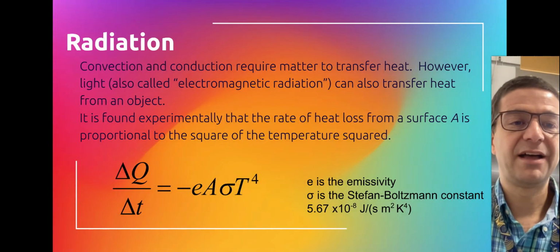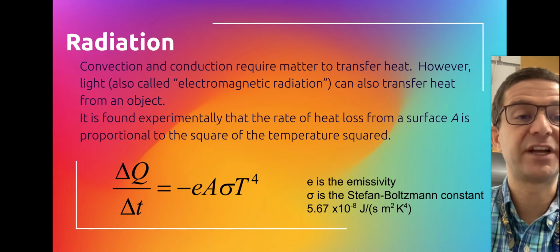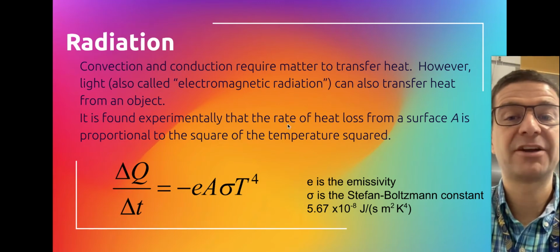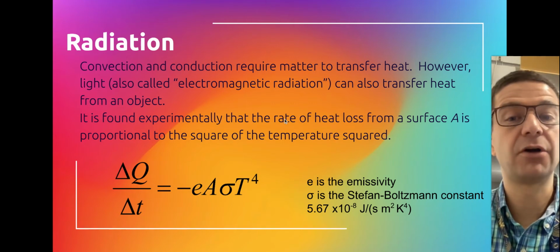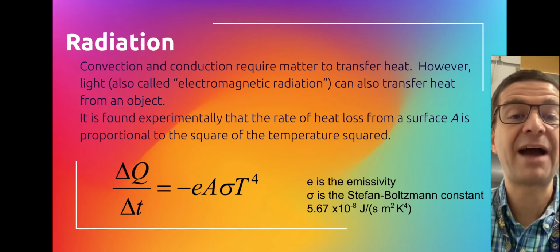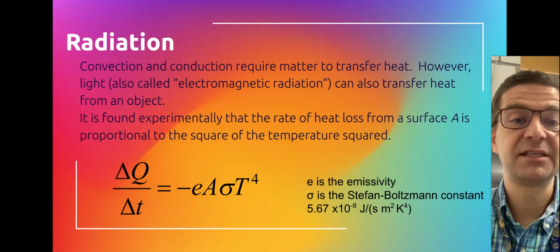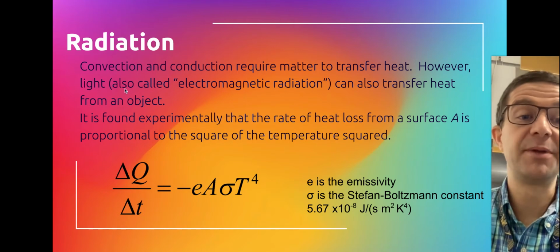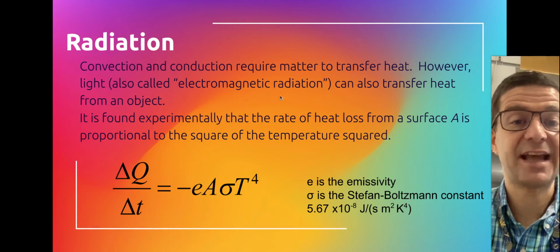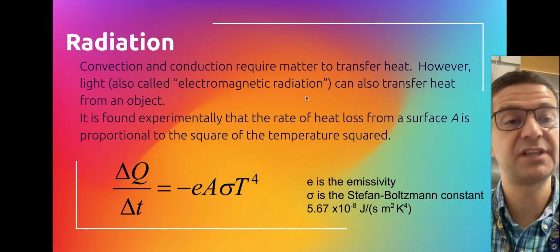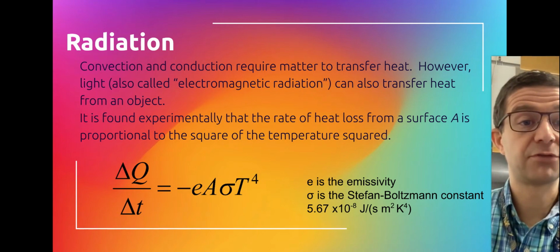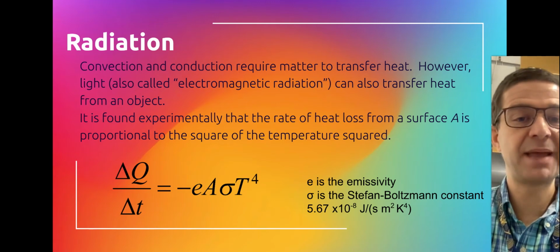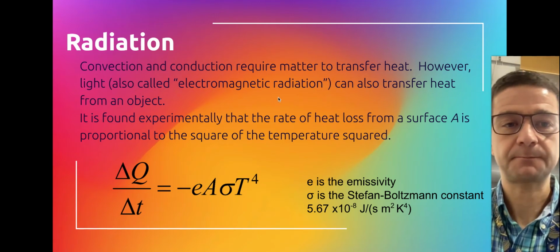The last form of energy transfer, or heat transfer, that we'll look at is radiation. Convection and conduction require matter to transfer heat, but light can also transfer heat without any matter at all, because light doesn't require a medium to move through. This is going to be the one that's most important for us in the second half of this topic, because we'll be looking at how the sun heats the Earth through radiation and how the Earth emits energy into space through radiation.